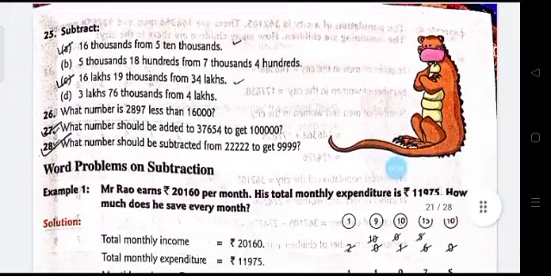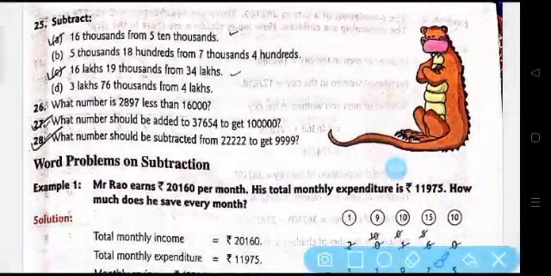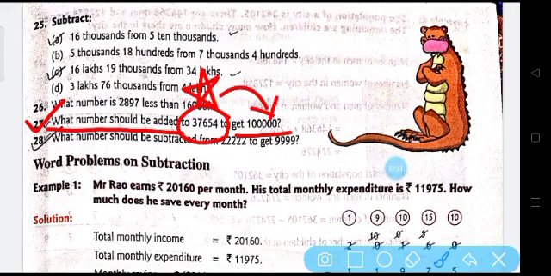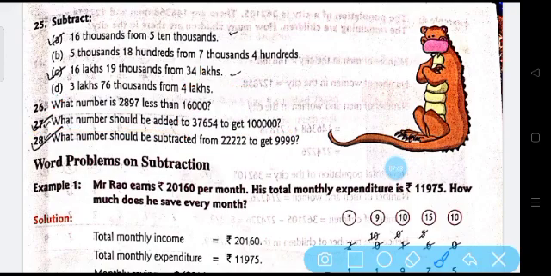Now we will be doing question number 27. So first let us read the question. Question number 27 is, what number should be added to 37,654 to get the result as 1 lakh? It means what number we should add to this value so that our answer is 1 lakh. Okay, so let me show you how you have to do it.